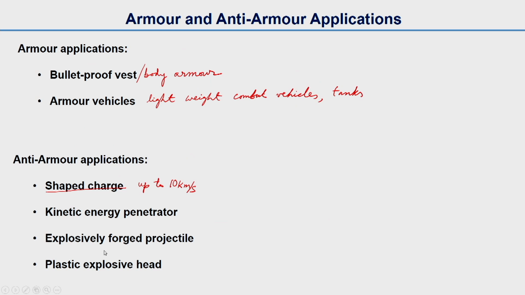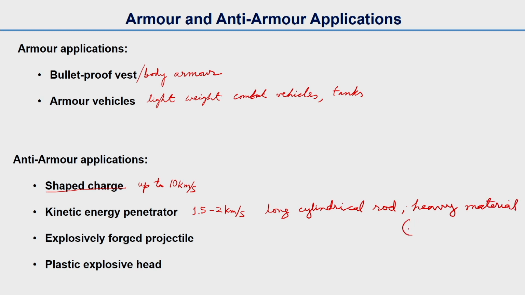And then again, coming to the kinetic energy penetrator, which has a velocity of about 1.5 to 2 kilometers per second. It's a long cylindrical rod made of heavy metals, made of heavy material, commonly tungsten or uranium.